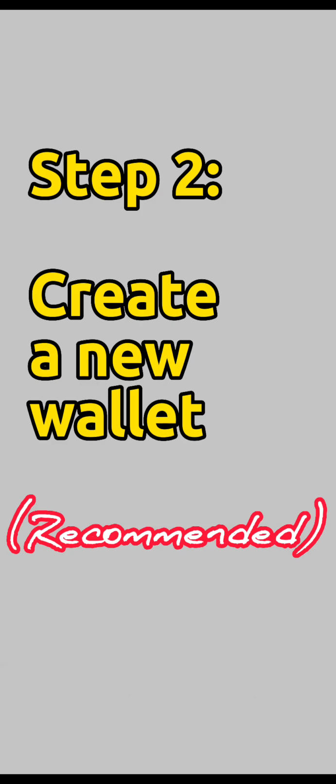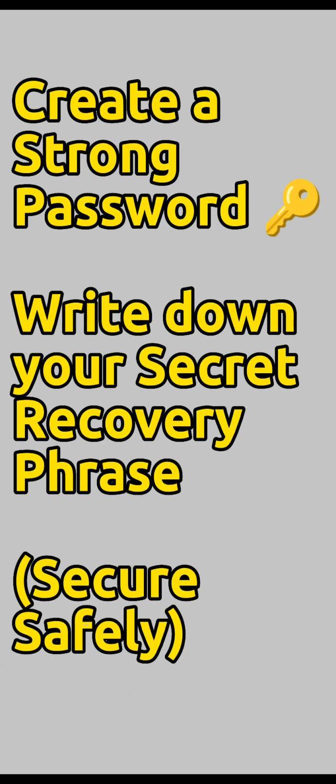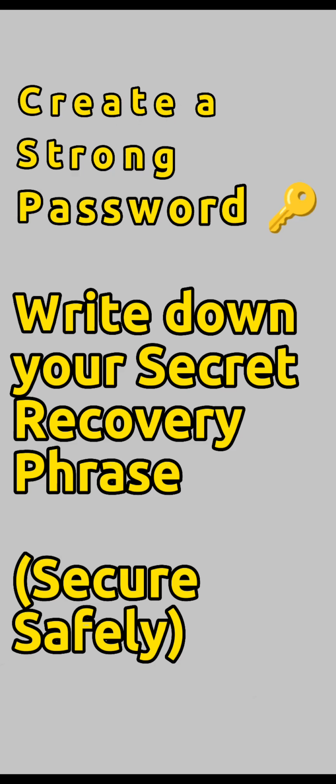So our second step is to create a wallet. It is highly recommended that you create a new wallet instead of importing old one. In the next step, MetaMask will ask you to create a password. Create a strong password and write it down with you.